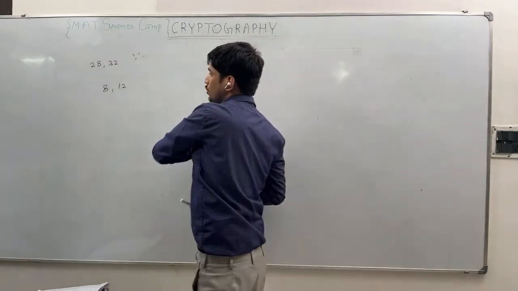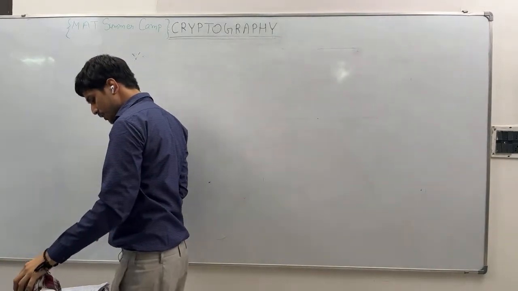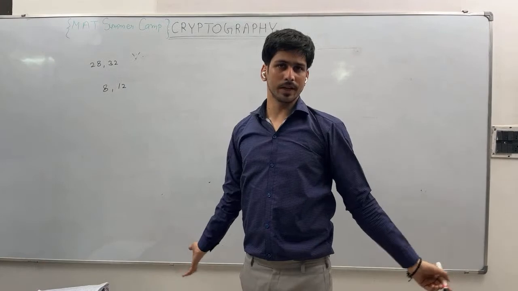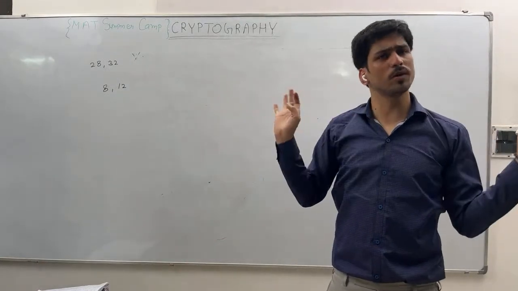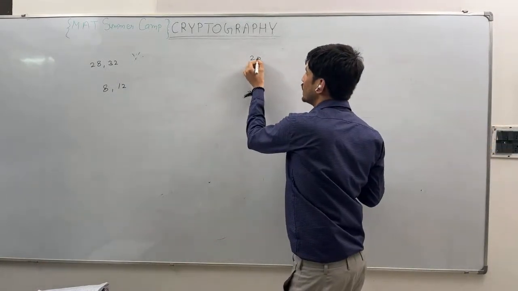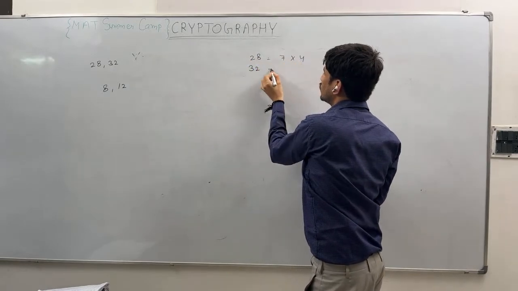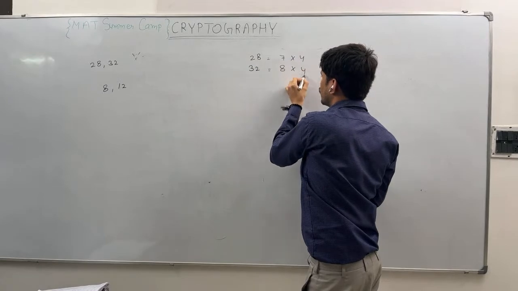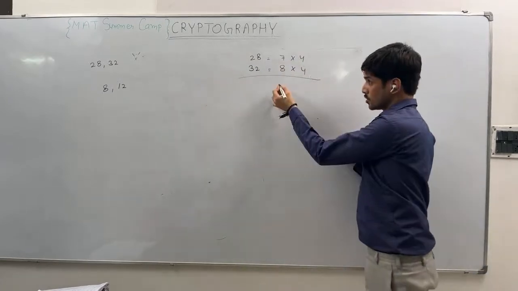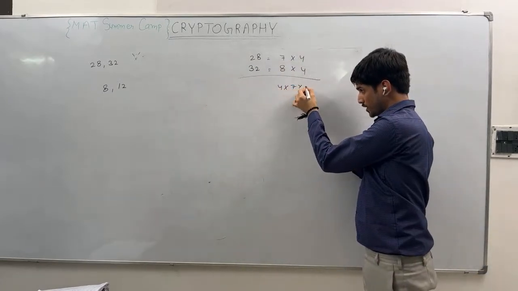So first of all, what will you do? First step, finding the LCM, right? Because least number means, least always means LCM. So first of all, I'll find the LCM of 28 and 32. This is, I think, 7 into 4. This is 8 into 4. What is the common? 4. So this will give me 4 into 7 into 8.